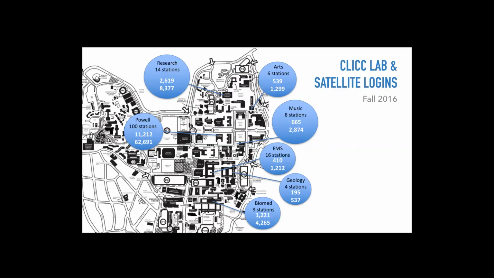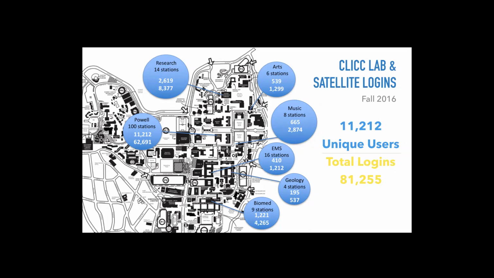So in last quarter, fall of 2016, we had a high number of usage for the satellite locations. We had at least 11,000 unique users, and we had a total number of 81,000 logins, which is just for 1 quarter. So we have a high number of use from individuals, and we have high turnover. So the individuals use our stations a large number of times throughout the library.